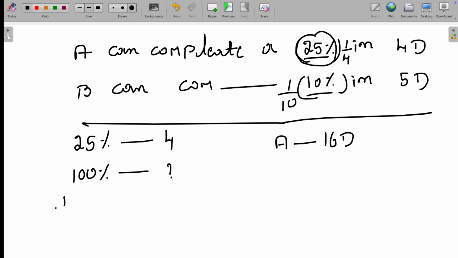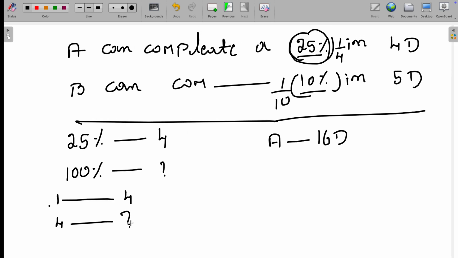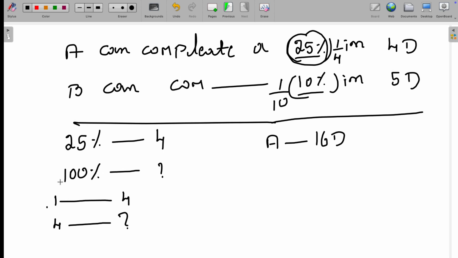I gave actually 1/4 of the job. But he said to finish one part, he will take 4 days. Then to finish 4 parts, how many days will he take? If they give it in fraction, is it clear? Understood, right? So this same answer you will get.